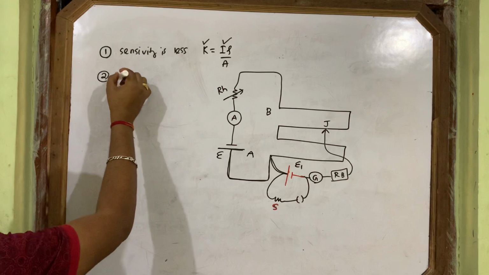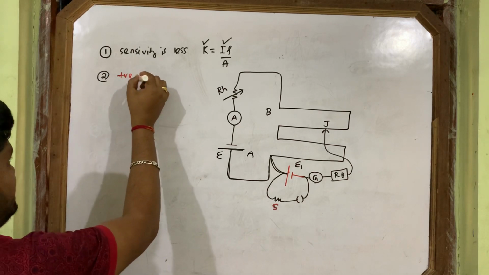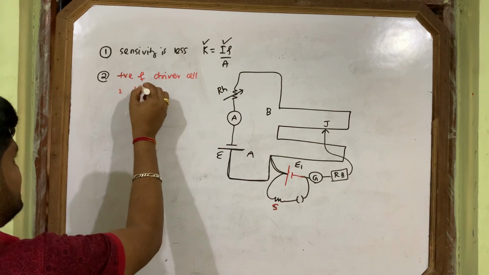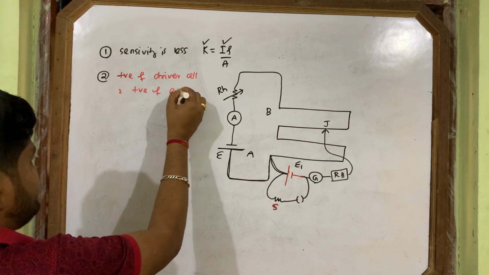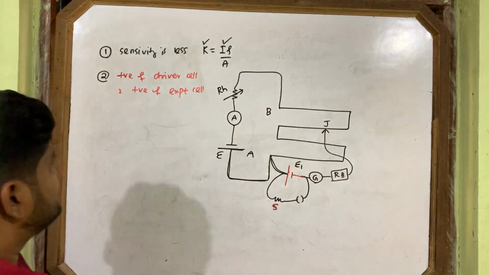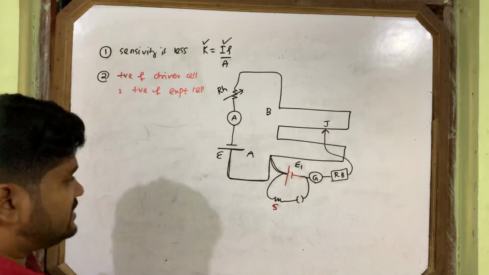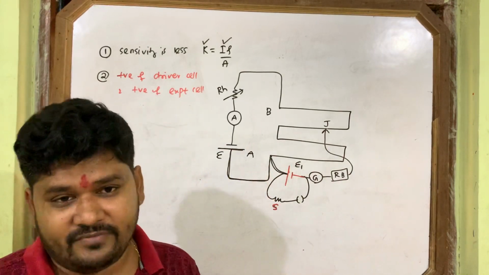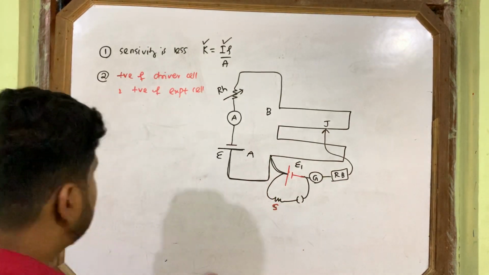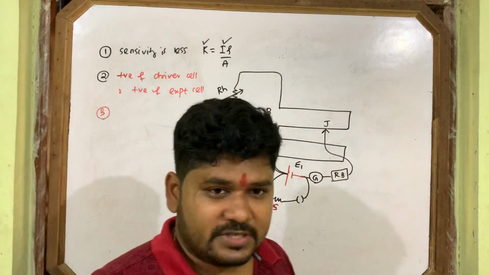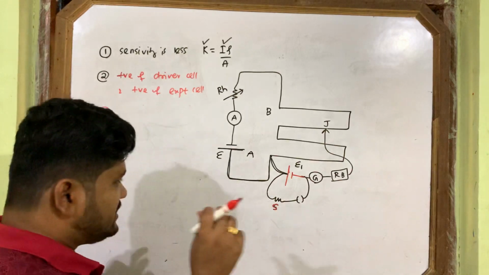The next one is that the positive of the driver cell and the positive of the experimental cell should be connected at one point. If they are not connected, then we will get one-sided deflection. Then come to the third point. Now let's check the third point. I am explaining the third point.